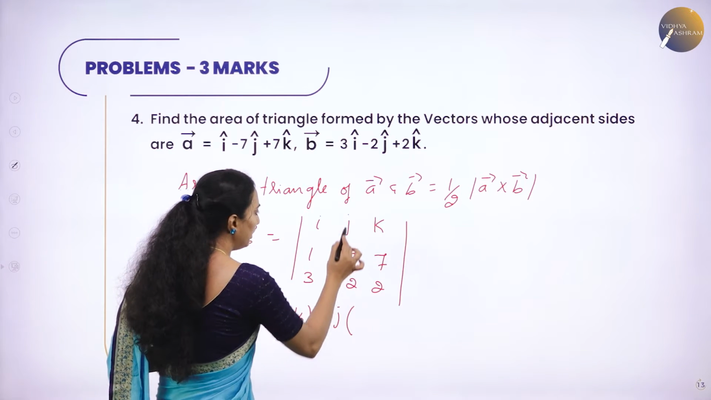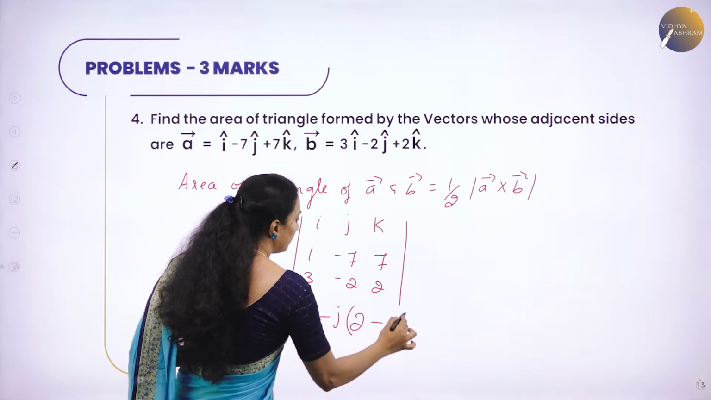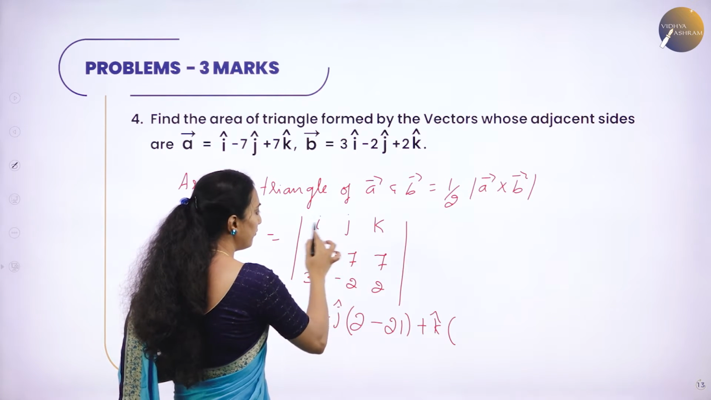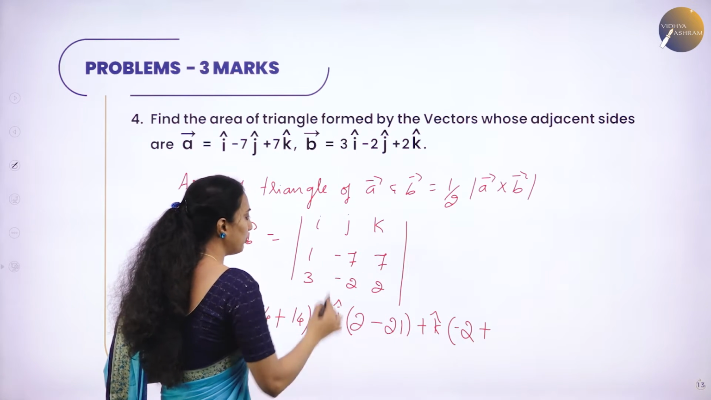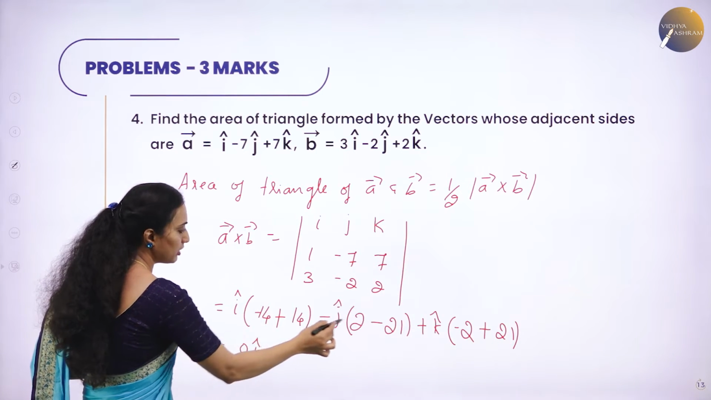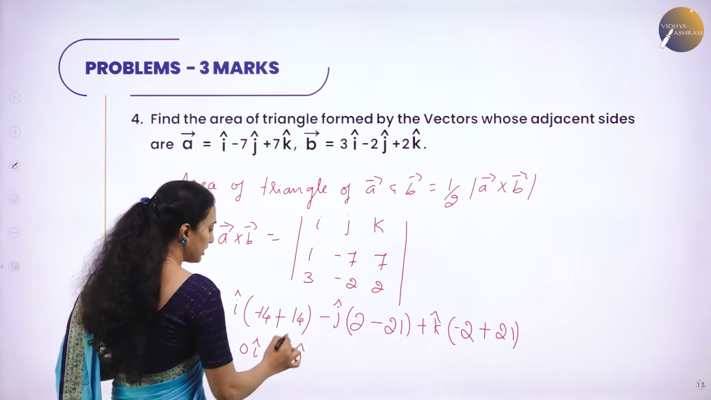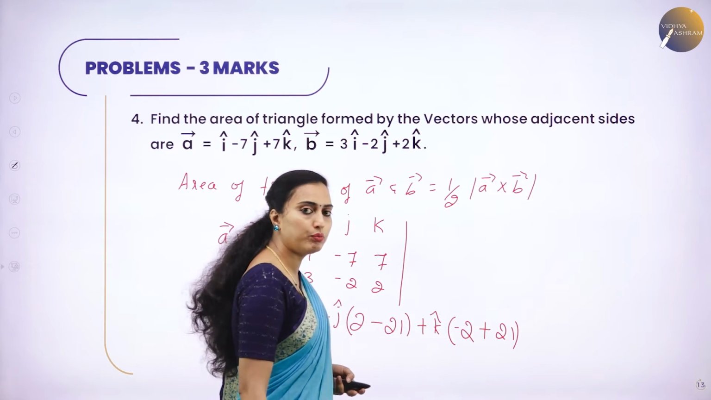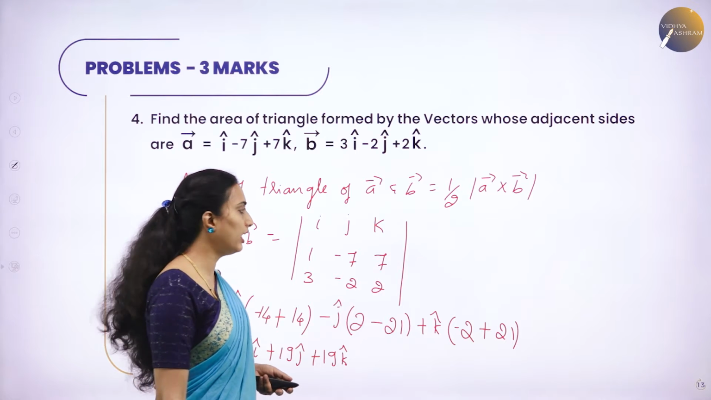Again minus j into, leaving the second column first row, 1 into 2 is 2, minus 7 into 3 is nothing but 21. Plus k into, leaving the third column first row, 1 into minus 2 is minus 2, again minus 7 into 3, already minus sign is there, plus it will become 7 3s are 21. So therefore you are getting 0i, you can neglect this one, 2 minus 21 gives you minus 19j. So because 2 minus 19 is nothing but minus 19, minus into minus is plus 19, again minus 2 plus 21, which is nothing but plus 19, plus 19k. You can take, if you want, 19 as a common factor.